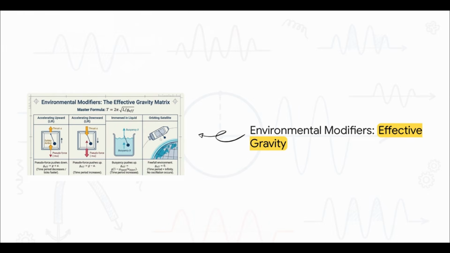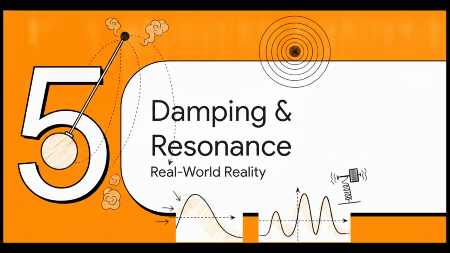Change the environment, say accelerating a pendulum upward in a fast elevator, and you introduce a pseudoforce. That pseudoforce pushes down, mathematically cranking up the effective gravity, which literally forces the pendulum to tick faster. On the flip side, put that same pendulum inside an orbiting satellite in freefall, the effective gravity drops to 0, the time period becomes infinite, and the oscillation just stops dead. No movement at all. Next up, Section 5, Real-World Damping and Resonance.